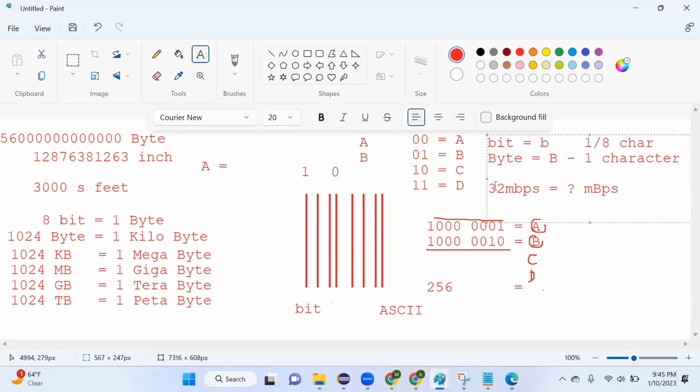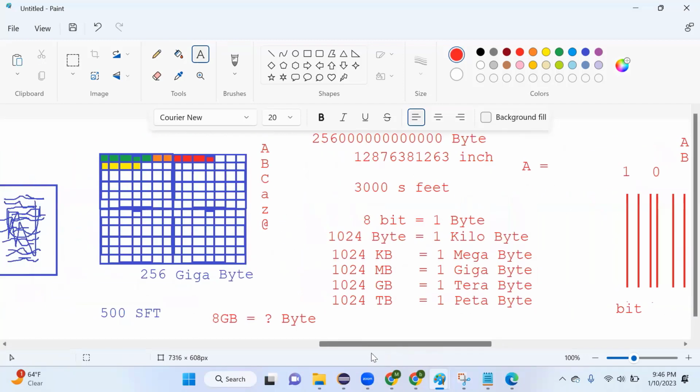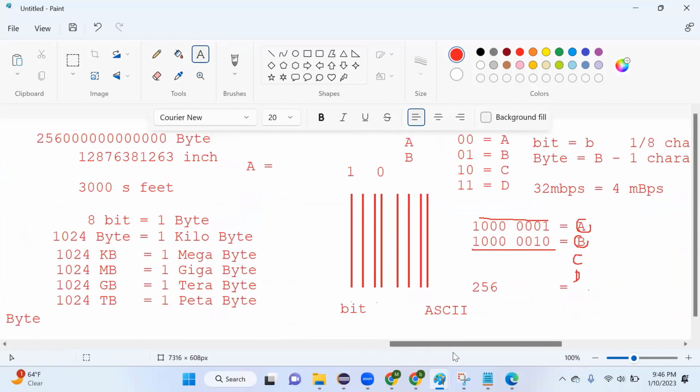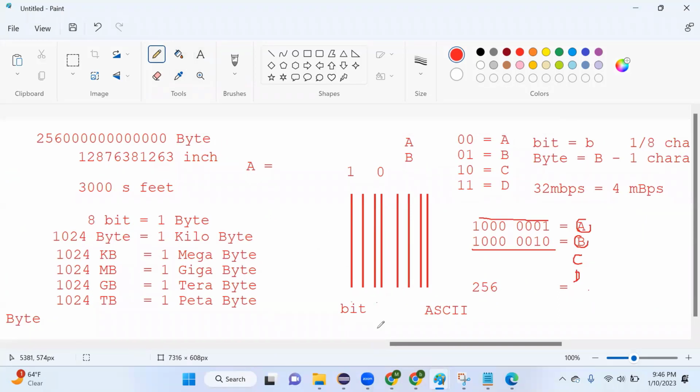8 bits equal 1 byte. Then how can I calculate this? By dividing by 8. So 32 divided by 8 means 4 MBps. You are actually getting 4 MBps. Where is the bit I wrote? Here, bit. So in one bit, we have only 2 states.